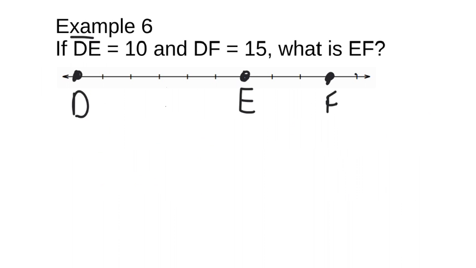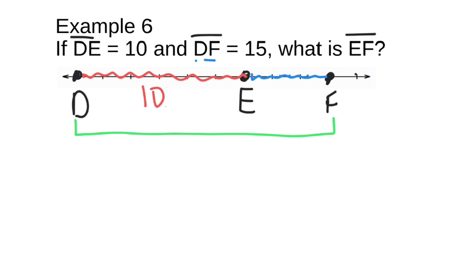Alright, in this example, DE is equal to 10, DF is equal to 15. What is EF? So go through and label your picture. DE from D to E here is 10. From D to F is 15. So that's not this little chunk here. Okay, D to F is the entire thing. From D all the way to F is actually 15. They're asking for this blue chunk, EF.